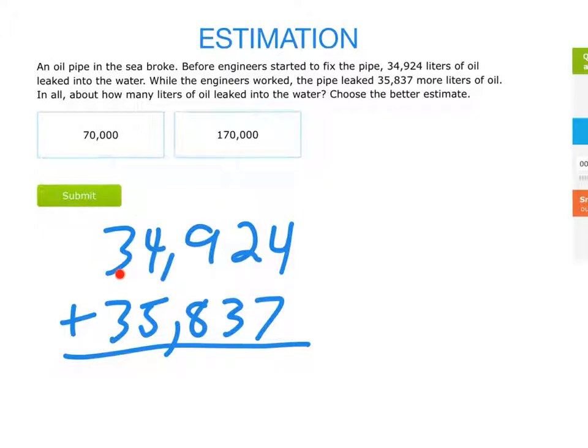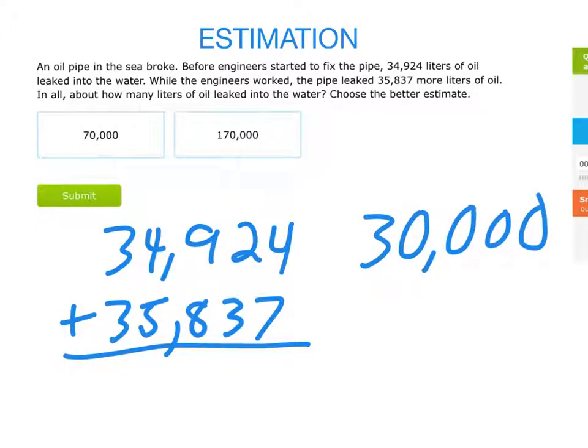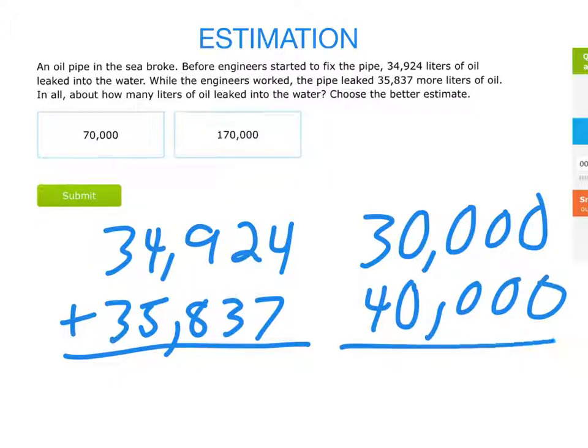The first number rounded to the nearest 10,000, the 3 is followed by a 4. That would round down to 30,000. And notice there's my 4 zeros. The second number, the thousands place is 5, and so I would round the 10,000s place up to 40,000. And if we add those together, you can easily do that in your head. That's going to be 70,000, which is the answer.